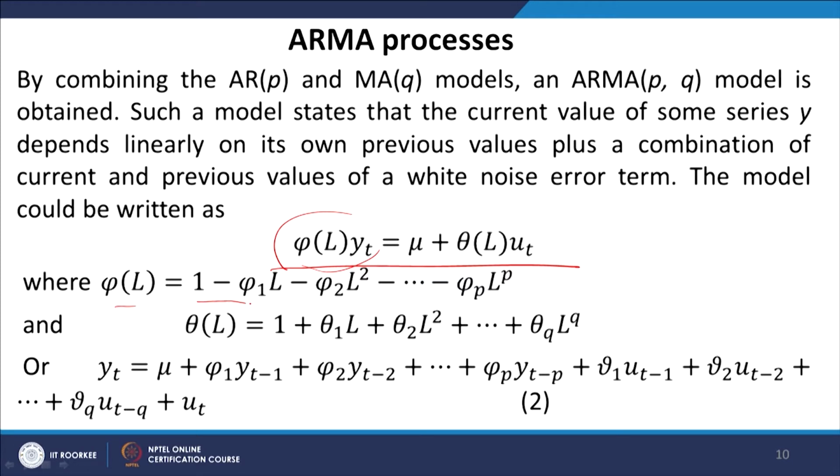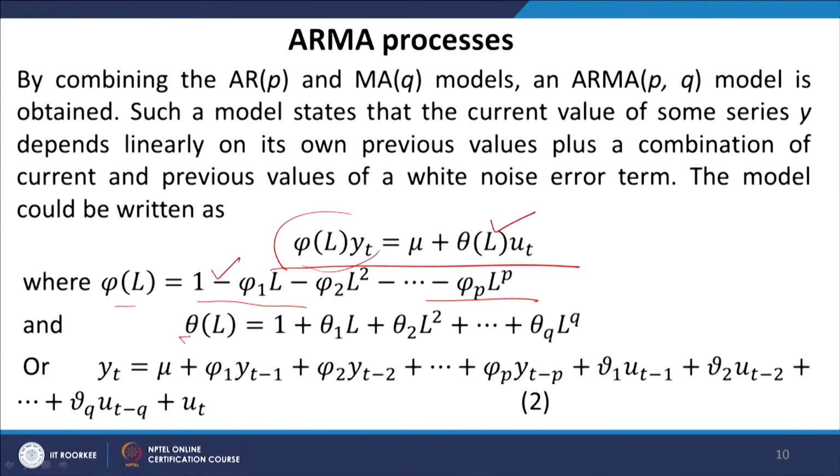Here phi(L) is basically the AR part. So, phi(L) is 1 minus phi_1 L minus phi_2 L squared and so on, up to phi_p L raised to the power p. We are writing in terms of lag operators. All of them have this negative sign because they were on the right hand side, and we bring them to the left hand side. And this is theta(L), which is basically the MA component. Expanding again in terms of lag operators, we have 1 plus theta_1 L plus theta_2 L squared and so on up to theta_q L raised to the power q.